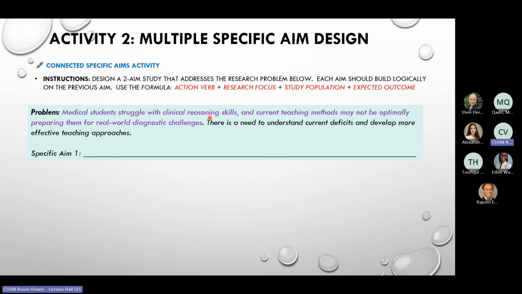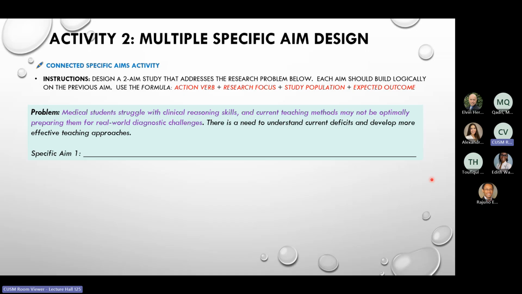Medical students struggle with clinical reasoning skills, and current teaching methods may not be optimally preparing them for real-world diagnostic challenges. There is a need to understand current deficits and develop more effective teaching approaches. What's a good specific aim statement here? If you want to take a couple seconds, go ahead and attempt to type up or write out a specific aim statement.